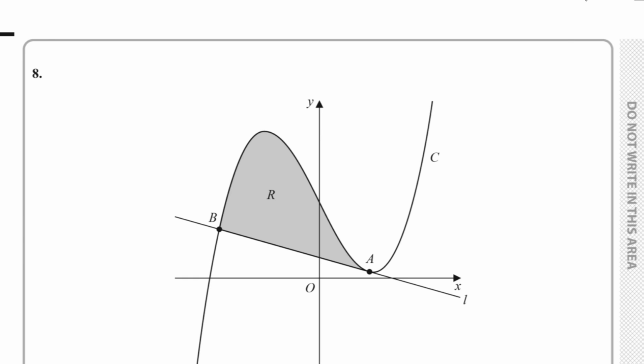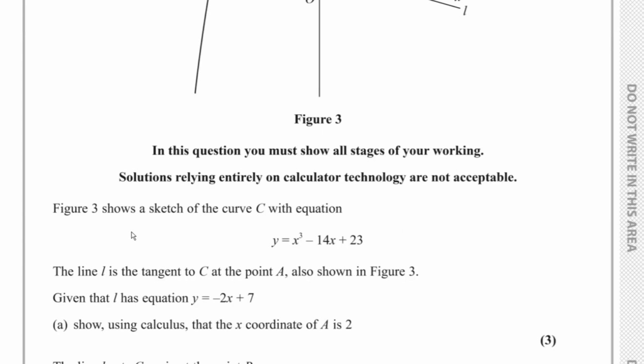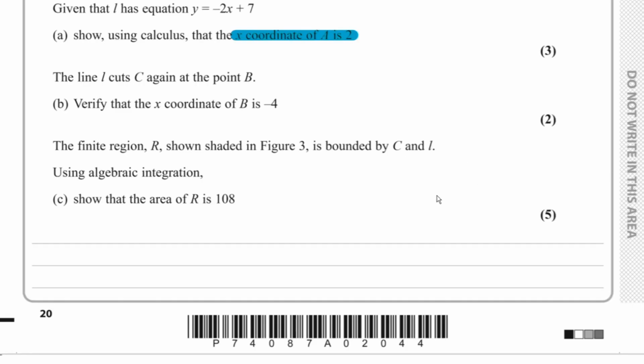Question number 8. Figure 3 shows a sketch of the curve C with equation y equals x cubed subtract 14x plus 23. The line L is the tangent to C at the point A, also shown in figure 3. Given also that L has equation y equals negative 2x plus 7, for part A, show, using calculus, that the x-coordinate of A is 2. For part A, we are given that y equals x cubed subtract 14x plus 23.